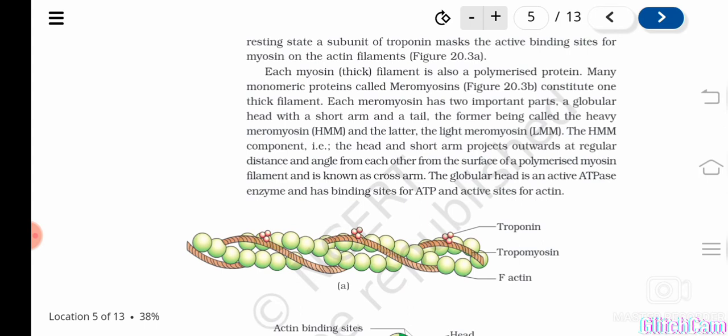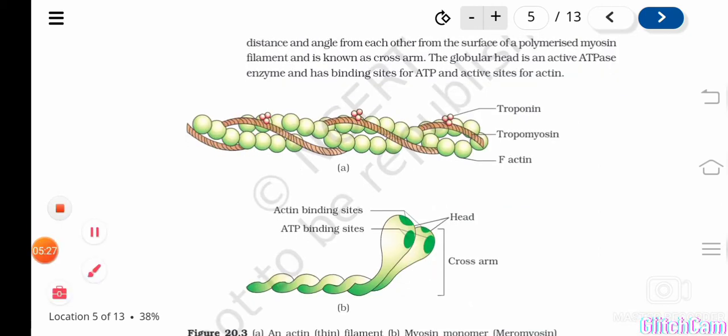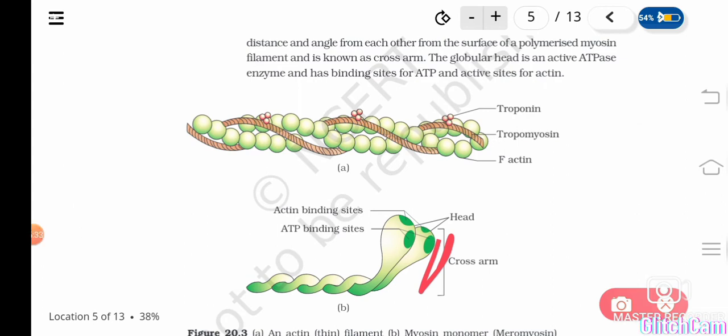And the tail part is known as what? Light meromyosin or LMM. And the HMM component includes the head and the arm. They just project outward at regular distance and angle from each other from the surface of a polymerized myosin filament. So this much part is forming the crow's arm. And the globular head is having an ATPase, meaning it is actually an active ATPase enzyme itself, and it is having what?